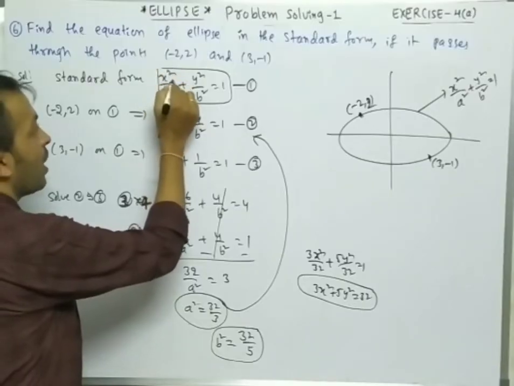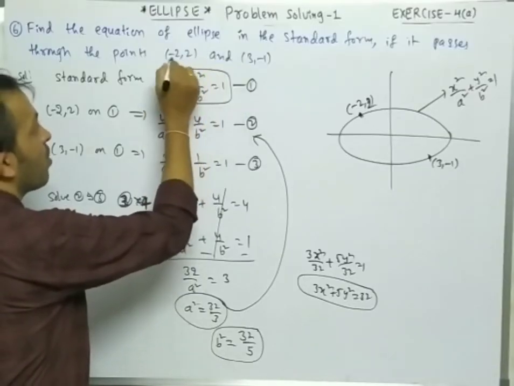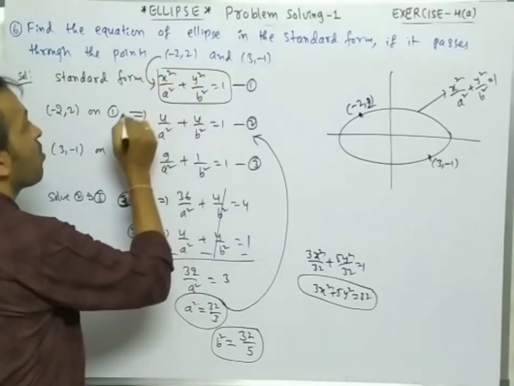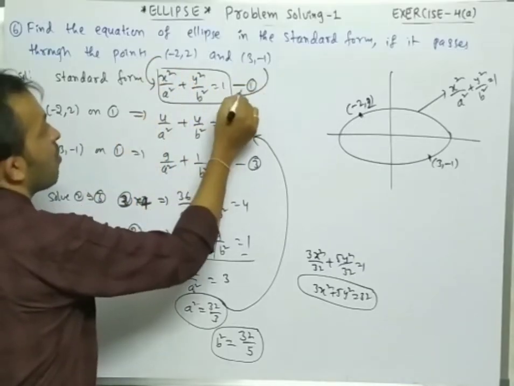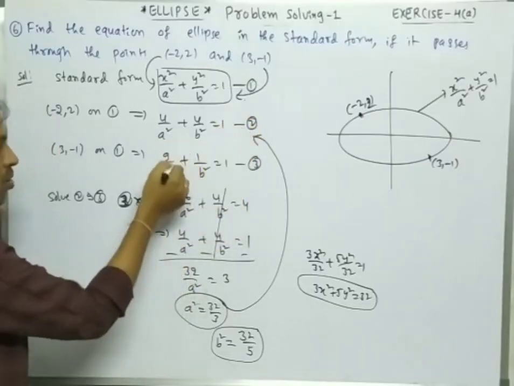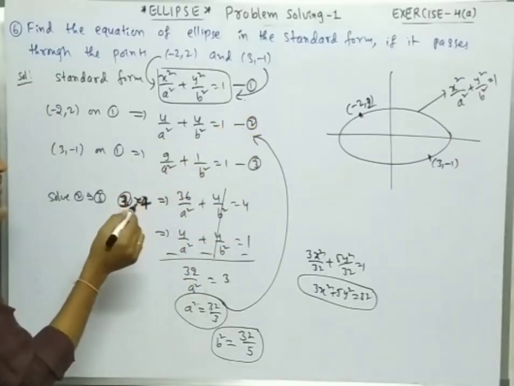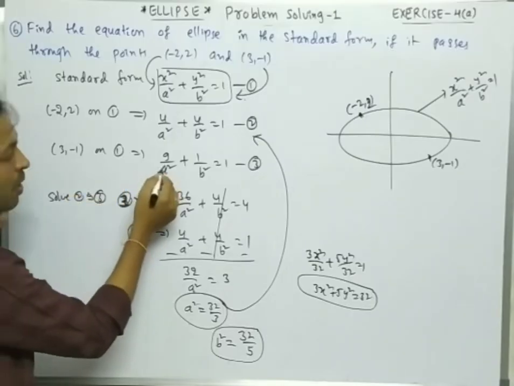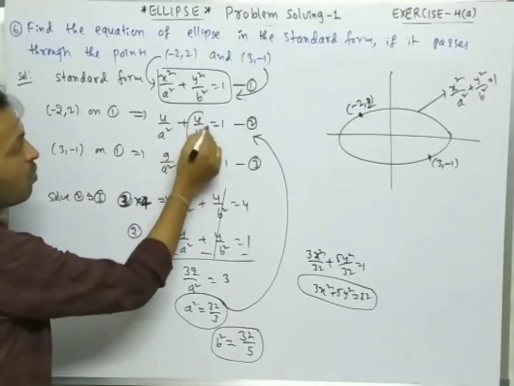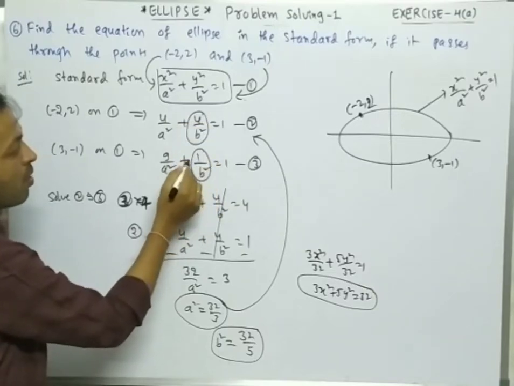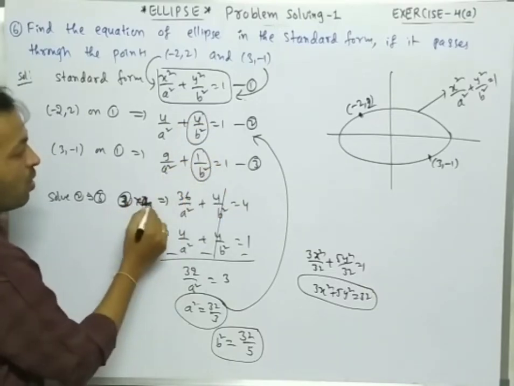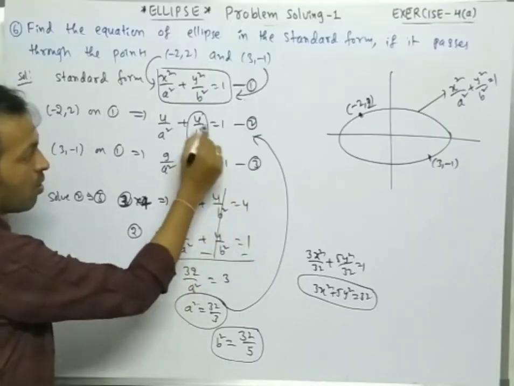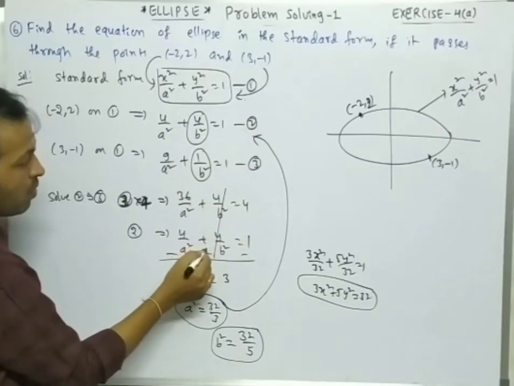As the ellipse is passing through these 2 points, they must satisfy that equation. That's why substitute minus 2 comma 2 and 3 comma minus 1 also. So solve these two equations. You already solved these types of equations in SSC 10th standard. First, here we have 4 by b square, and here 1 by b square. So multiply the third equation with 4, you will get 36 by a square plus 4 by b square is equal to 4. So subtract this from 2.